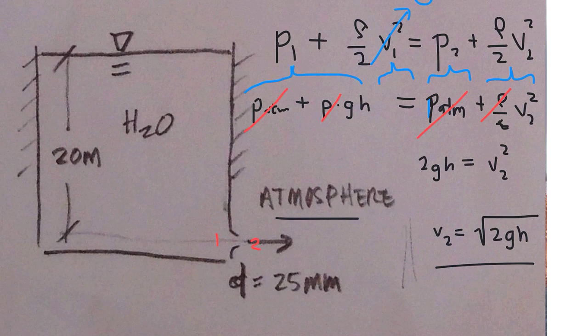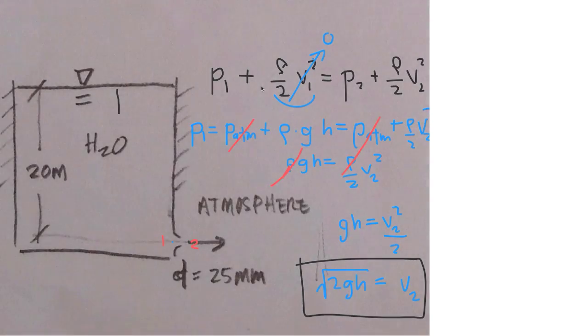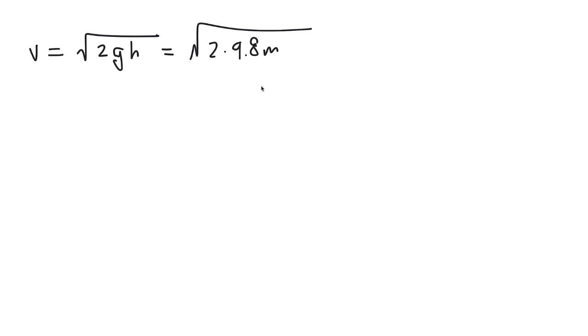So solving this should give us the velocity that this jet is experiencing as it exits this orifice. It is the square root of 2 times 9.8 meters per second squared times 20 meters. I'm just ballparking this to see how big it's going to be. So this is like 2 times 10, 20 times 20 is 400. So it's going to be on the order of 20 meters per second.